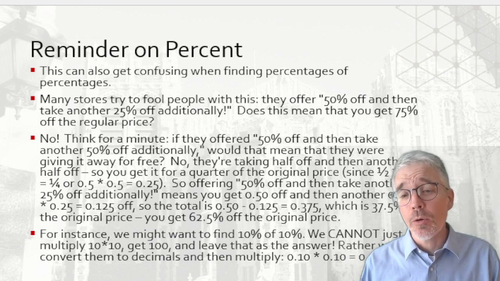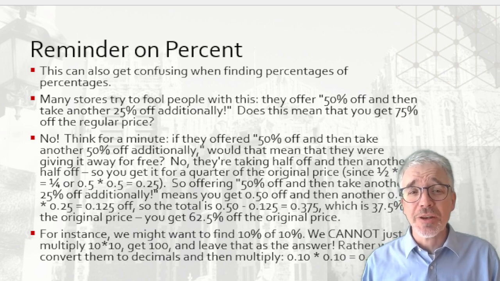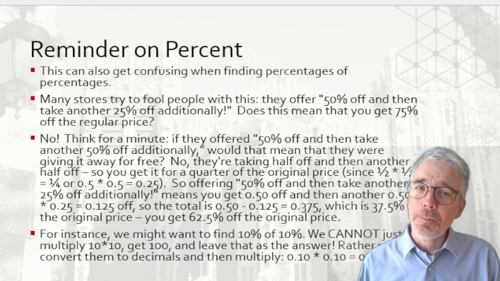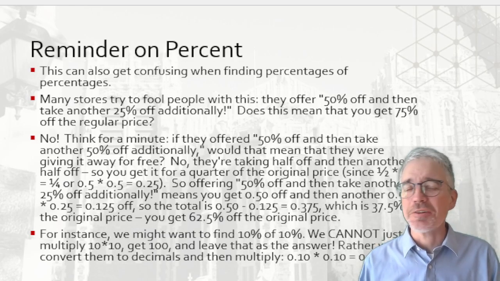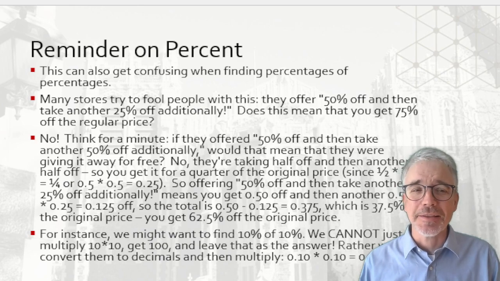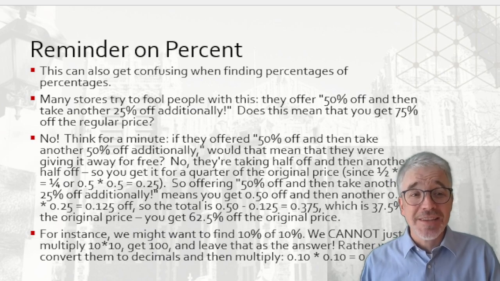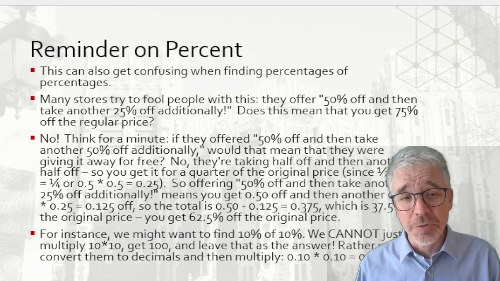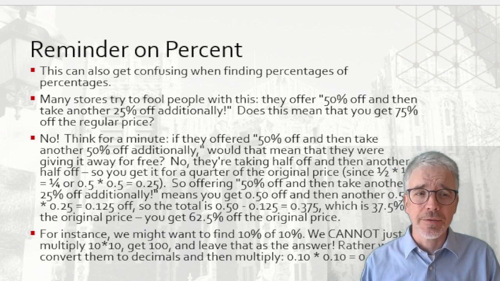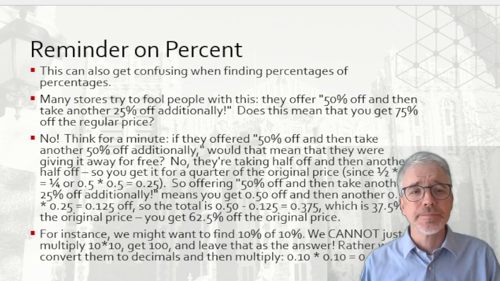Or what is 10% of 10%? You don't multiply 10 times 10 and get 100. Nah. You've got to convert to decimals. So 0.1 times 0.1 equals 0.01, 1%. 10% of 10% is 1/10 of 1/10. That's 1/100th, or that's 1%. So you just got to be careful.